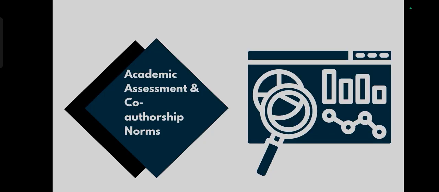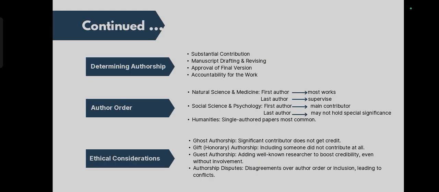Now we will talk about academic assessment and co-authorship norms. First, we will talk about how to determine authorship, or on what basis authorship is determined. This authorship is determined based on several factors like substantial contribution, manuscript drafting and revising, approval of final version, accountability for the work. The person who has the most contribution in all of these or several of these criteria is considered to be the first author.